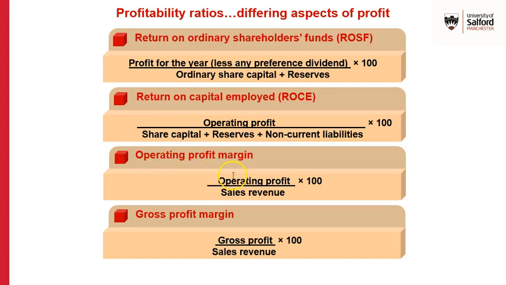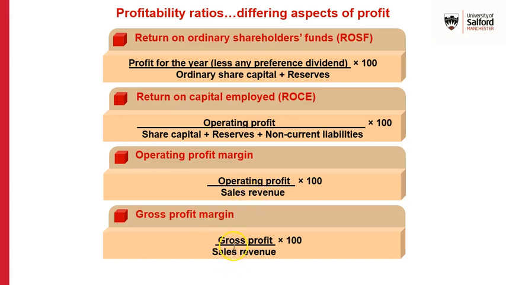Then we have the operating profit margin, the operating profit, which is, by operating we mean the profit involved in running the actual business, and not deducting financing costs. So the profit in running the actual business as a percentage of the sales. How much of every pound sold is profit?